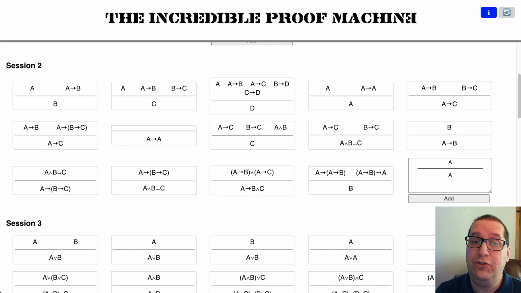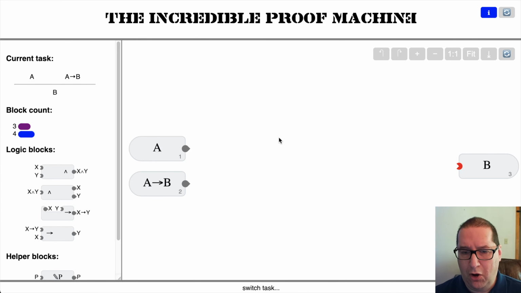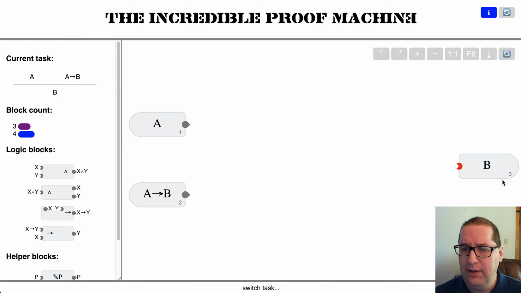Session 2 seems to be all about implication. All right, we have two givens. We have A, and we have a rule that says A implies B, and we want to prove B.